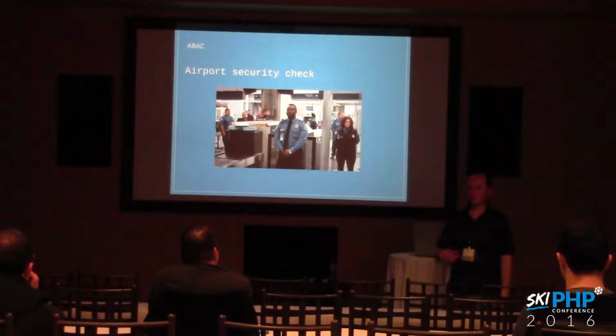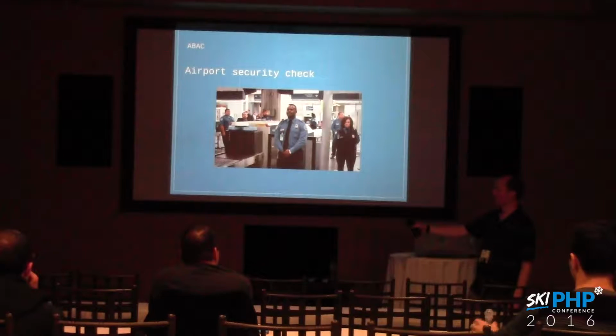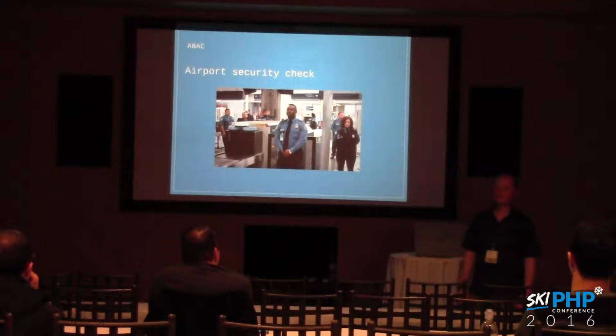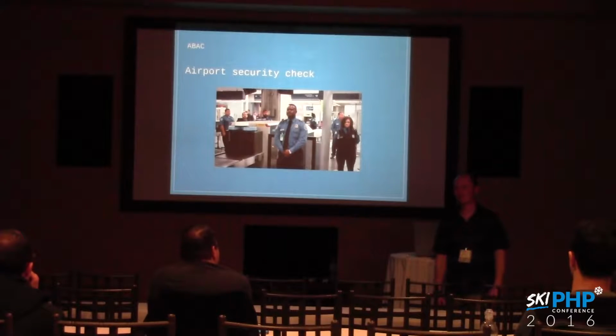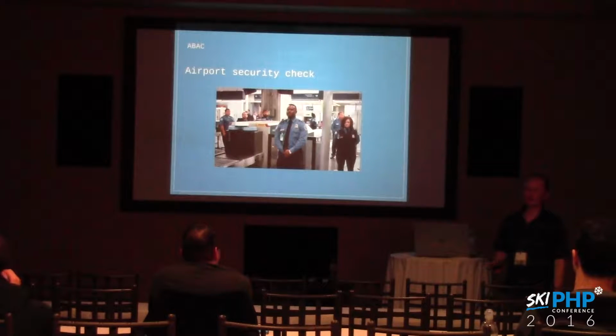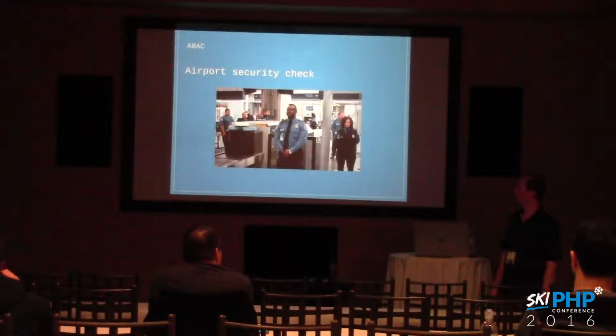Maybe your attribute is that you go through pre-check. You're pre-screened, so you can go through keeping your shoes on and that kind of stuff. All these different attributes come into play to get through the security line. If you have the attribute of a pilot, you can skip it. Exactly. And walk right up to the front. So all those different attributes come into play with the airport security check. It's probably the easiest example to see where attributes come into play.